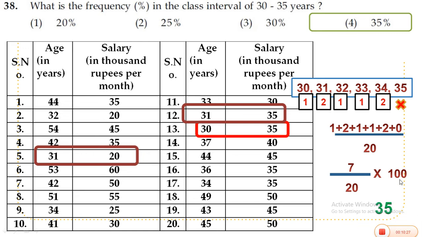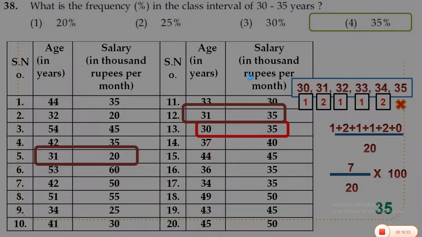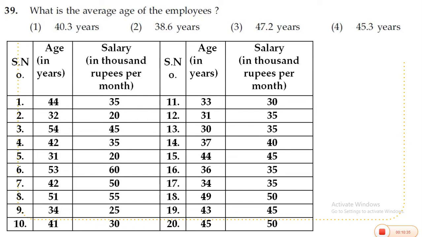So what about the next question? Let's start with the next question. We can solve question number 39. Here it's a very straight question, nothing complicated like question number 37 and 38. What is the average age of employees?